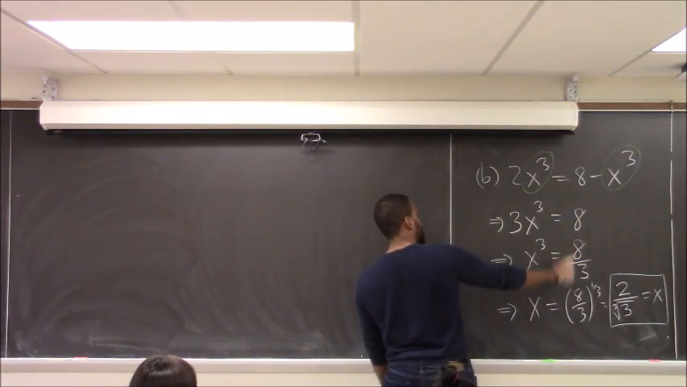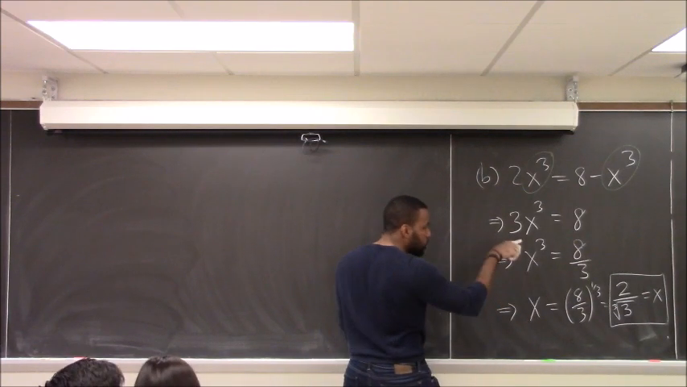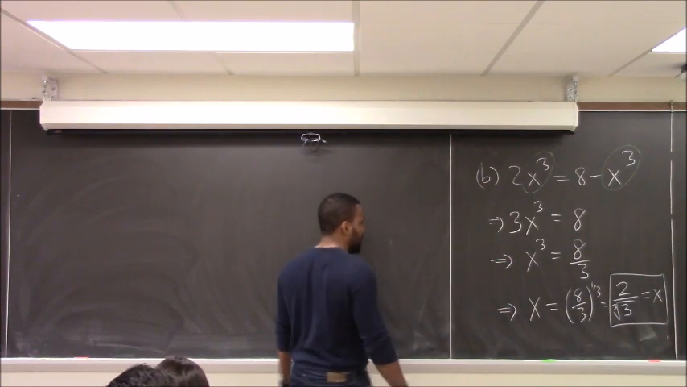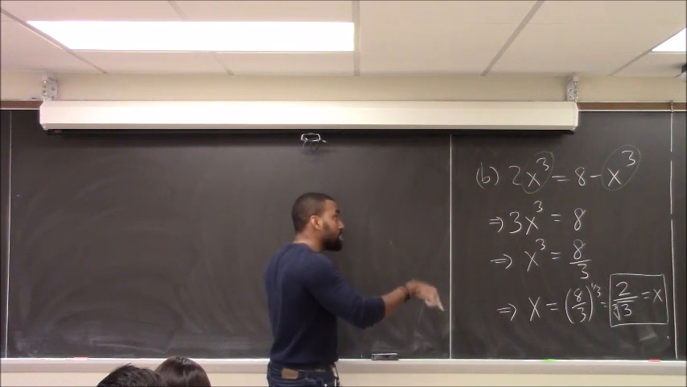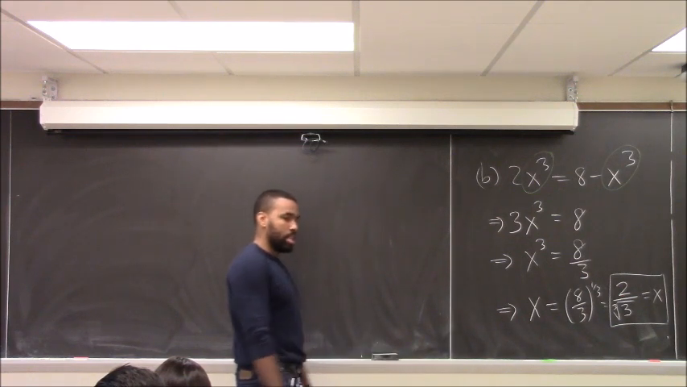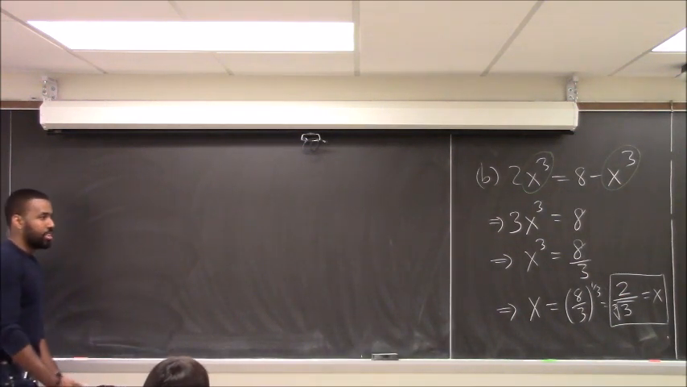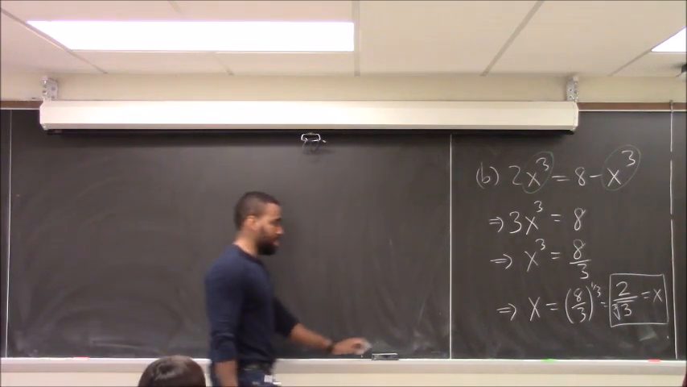You could even write this as 2 over 3 to the 1/3 power. I'd be fine with it. You could write it as 2 times 3 to the minus 1/3 power. I'd be fine with that as well. No one really cares at this level.